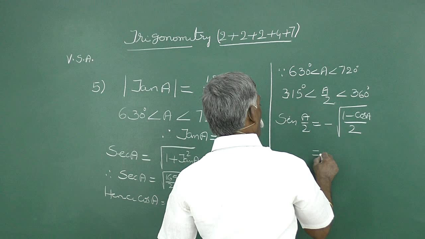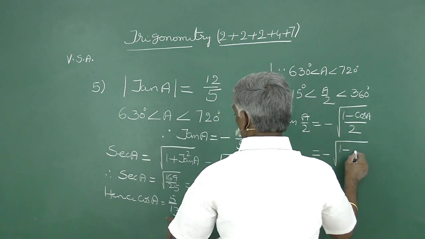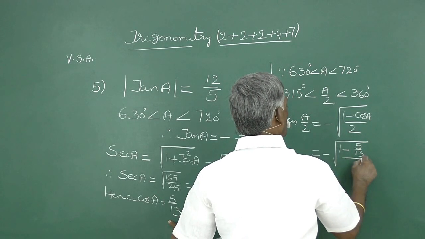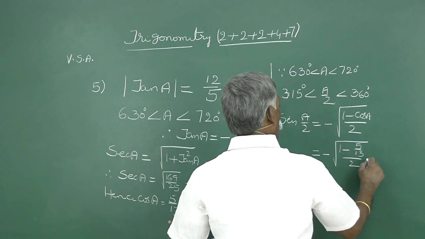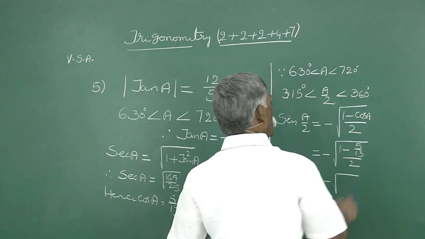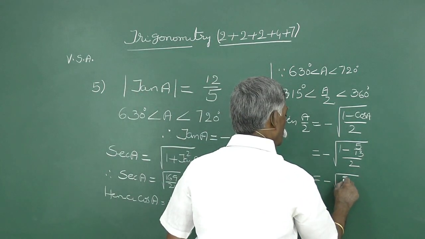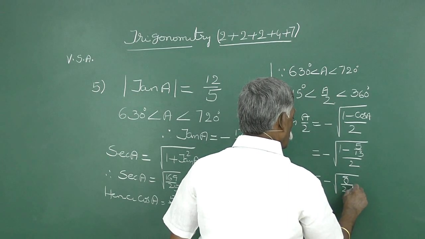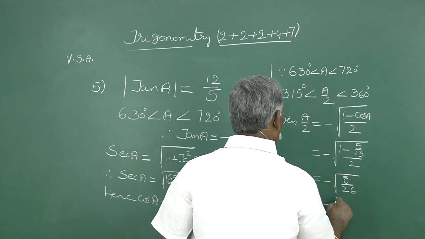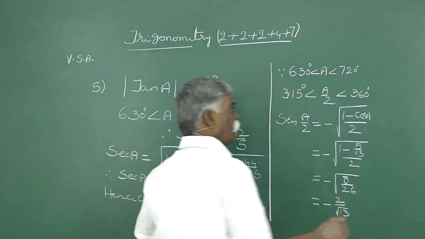So this is equal to minus square root of (1 minus cos A, which is 5 by 13) by 2. So on taking LCM, this is equal to 13 minus 5, it is 8 by 26. 2 gets cancelled, therefore this is minus 2 by root 13.